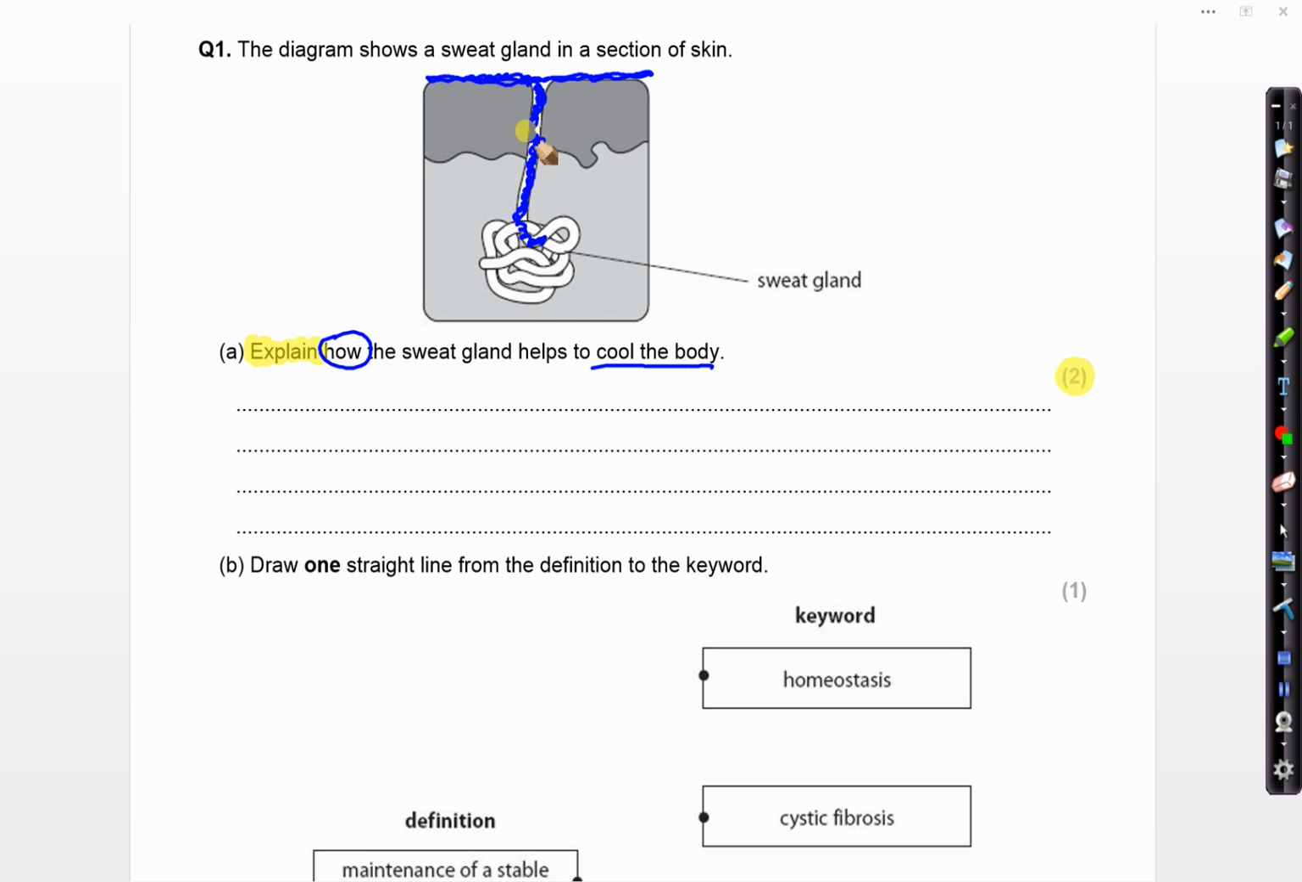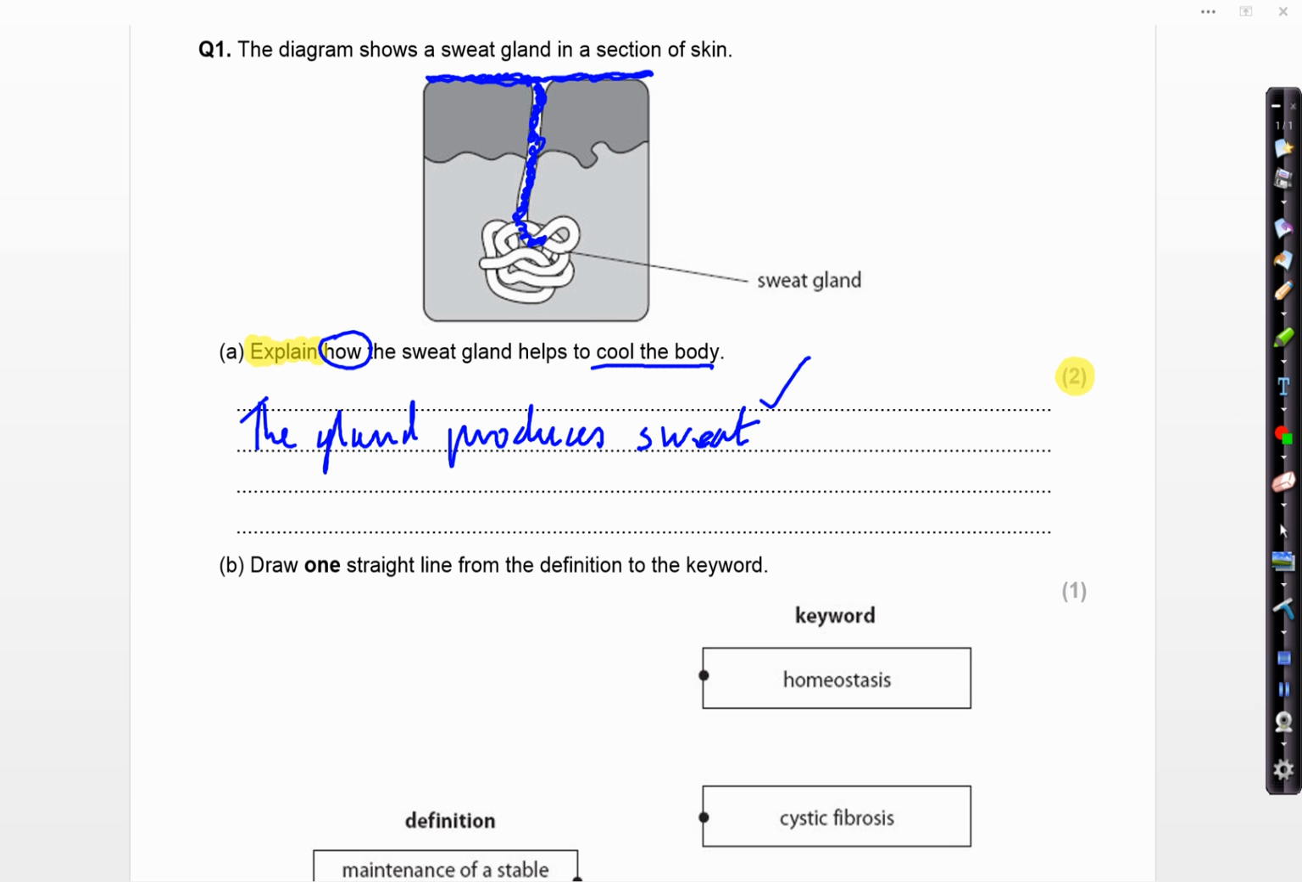Well, we can certainly say that the gland produces sweat which lies on the skin surface. So the gland produces sweat. So you're going to get 1 mark for that. But you need to explain how that actually cools the body. The sweat itself is the same temperature of the body, so that's not actually going to cool it.